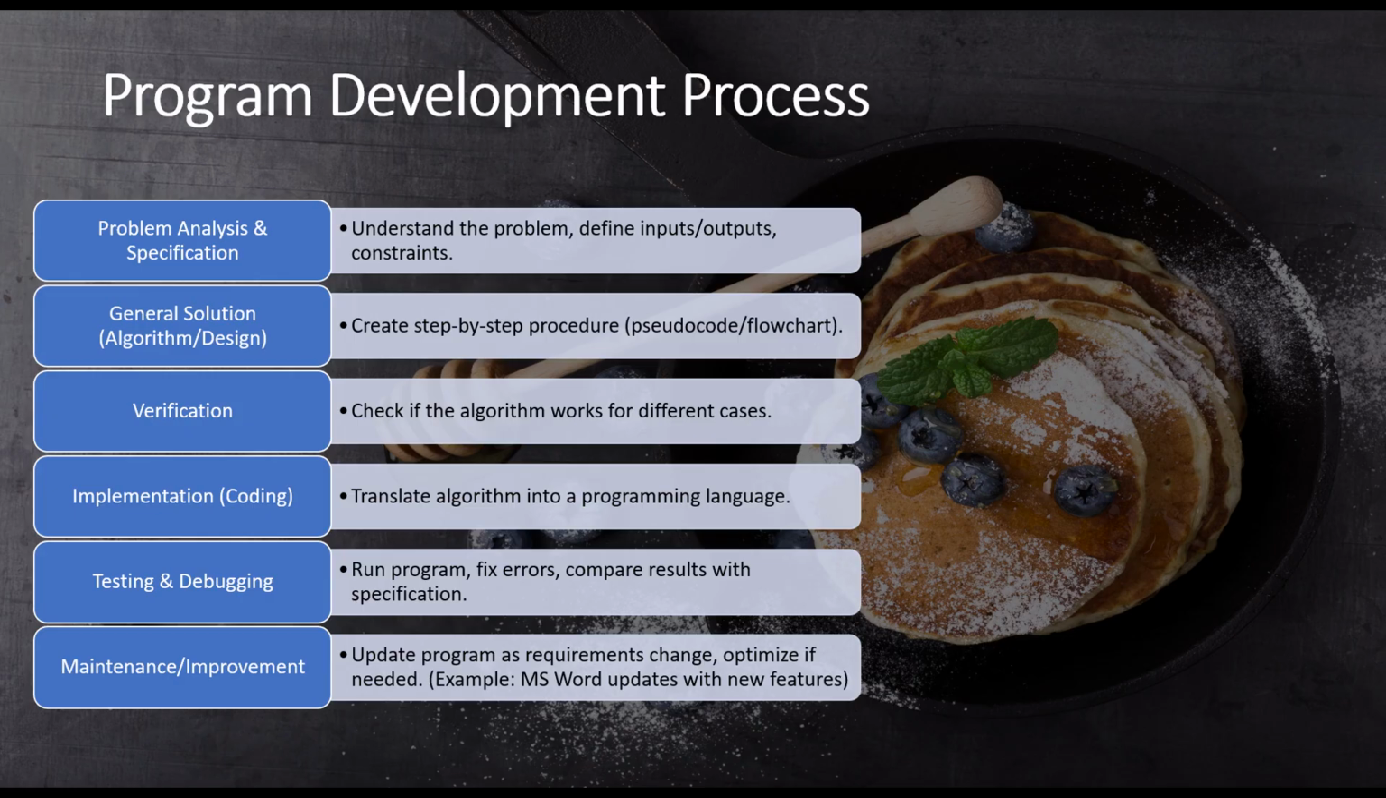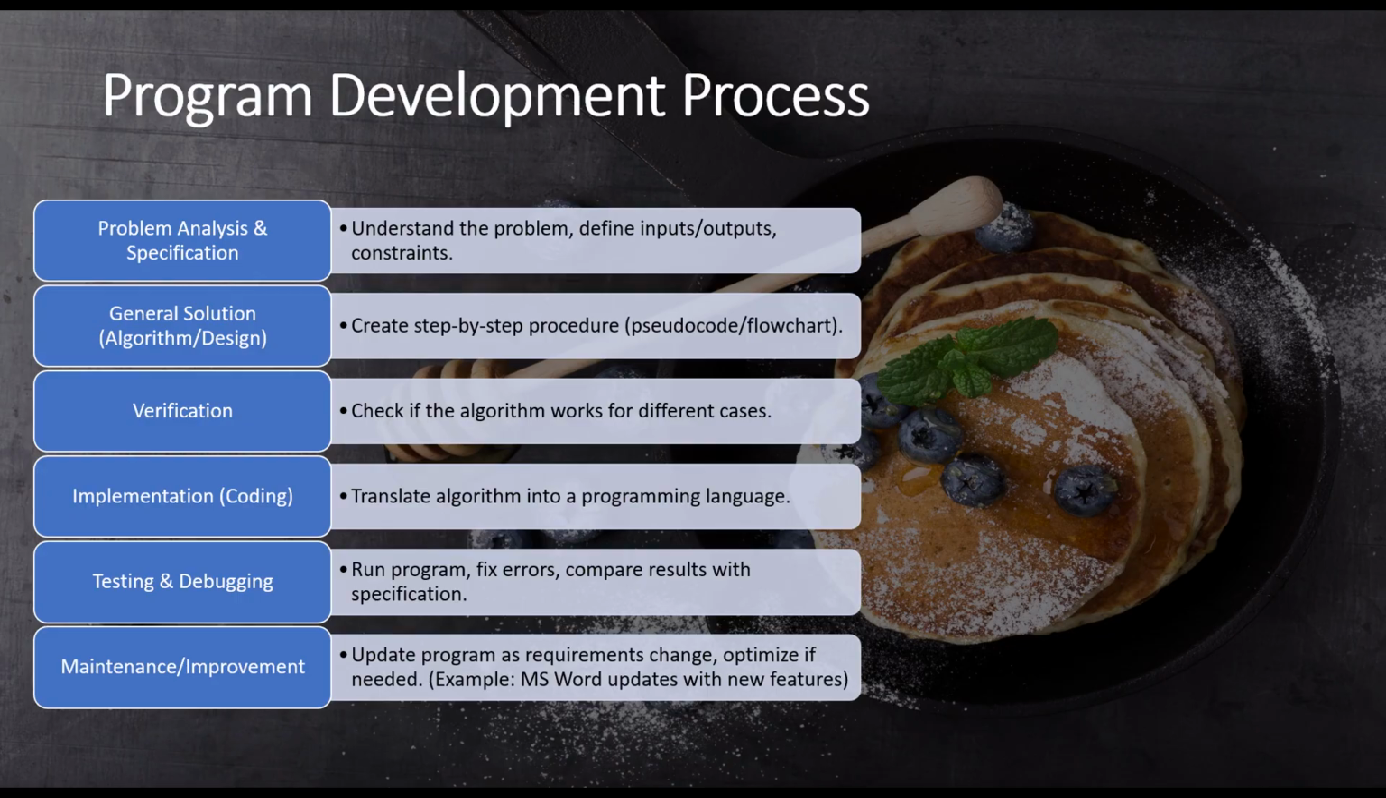So if we want to improve the recipe, if we want to add more ingredients like chocolate chips or blueberries, or make it healthier, or change the quantities, all those things. In programming, this means updating the program, adding new features, optimizing performance. Programs, like recipes, evolve over time.